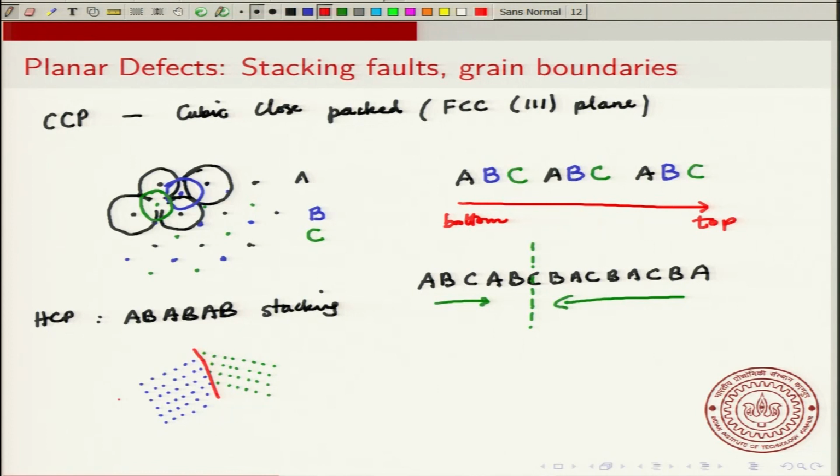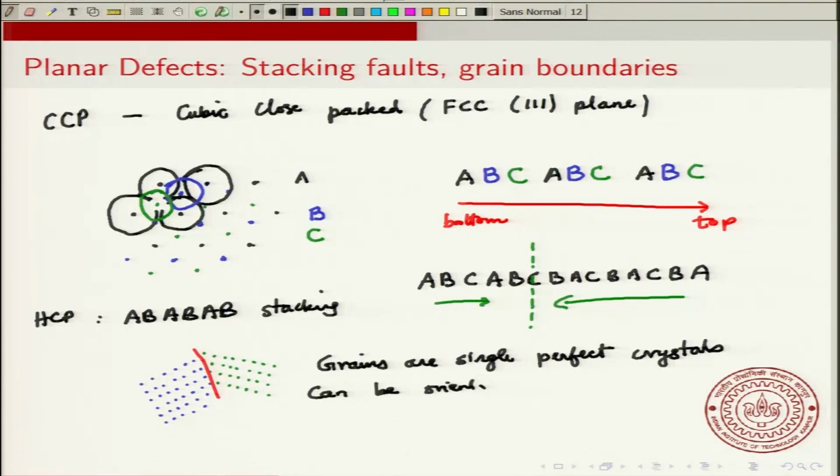Grain boundaries can be in arbitrary directions. Grains are single perfect crystals, and these grains can be oriented arbitrarily.